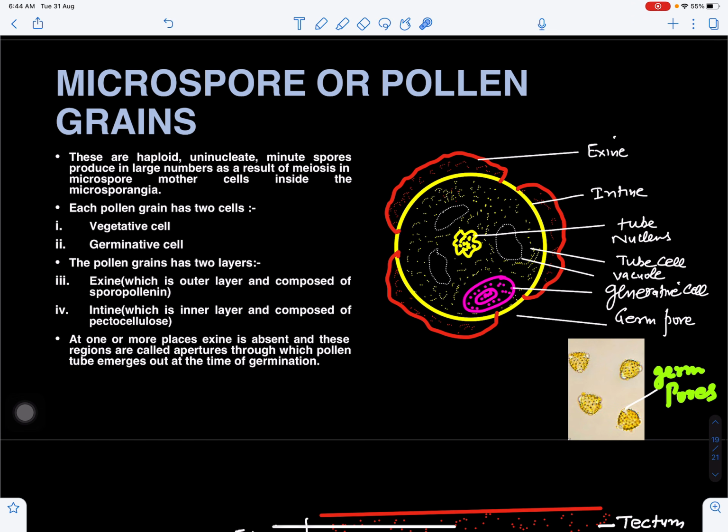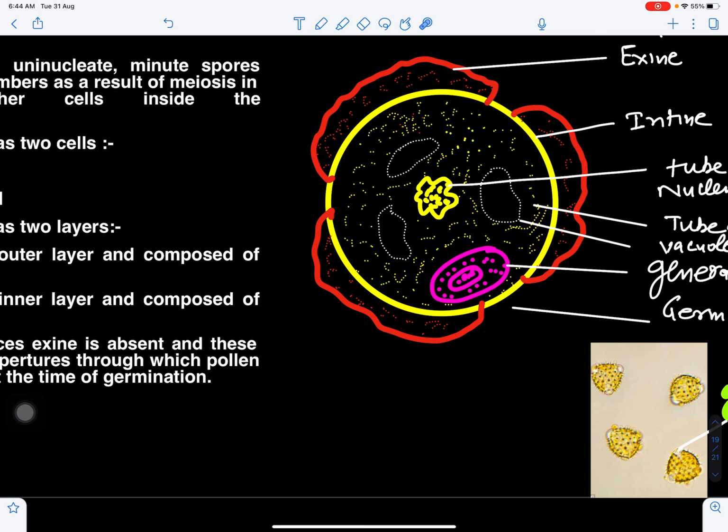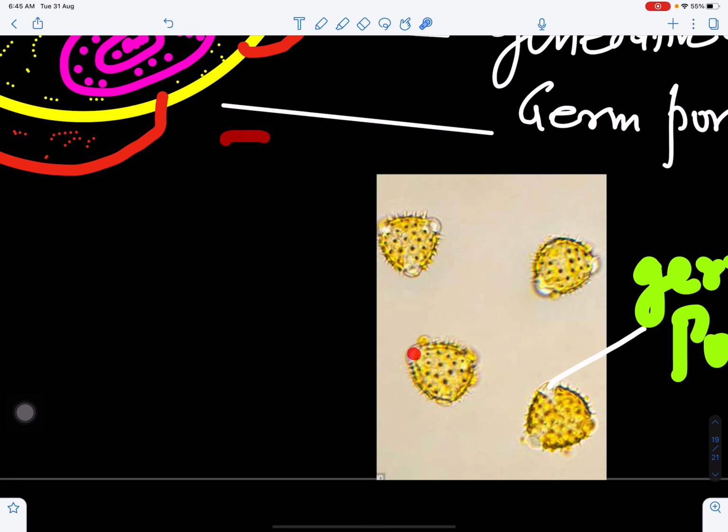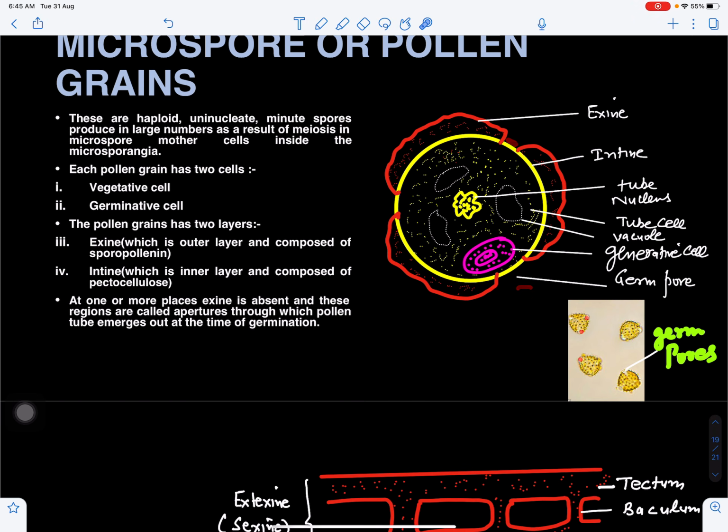Now let us discuss the structure of the pollen grain which is produced after meiosis. It is covered by an outermost covering called the exine. At certain places this may be thin, and this is called the germ pore area, like we can see here. These germ pores may be present in the form of a pore, or a furrow-like structure. When it is a pore, it is called a germ pore. When it is in the form of a furrow, it is called a germinal furrow.